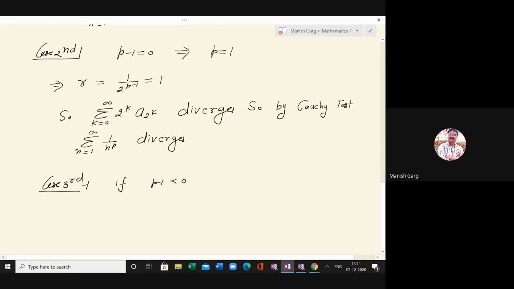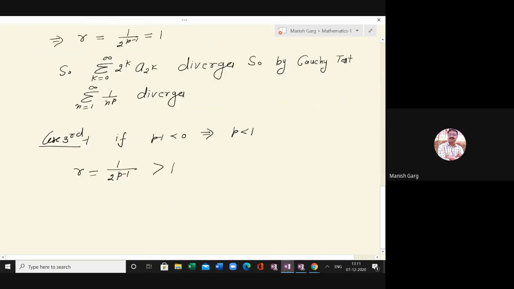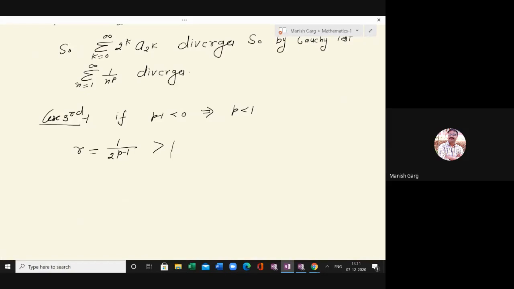If p minus 1 is less than 0, then p is less than 1. So what will be your r? It will be 1 upon 2 to the power p minus 1, so I think this will be greater than 1. If you have a GP whose common ratio is greater than 1, then it diverges.